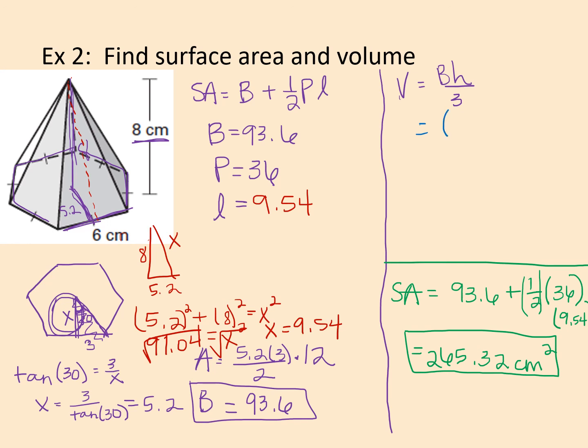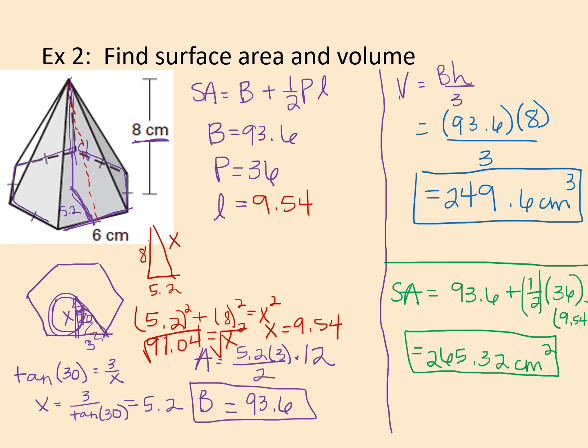The last thing then is our volume, and it looks like we have everything for our volume. Big B we already found to be 93.6. The height from the tip of our pyramid to the center of our base is the 8 centimeters that was given to us, and it's all divided by 3. Using parentheses, type those in, and you should get back 249.6 centimeters cubed. I know I talked a little fast through both of these as I plugged them in, but if you have any questions at all, make sure you jot those down so we can get those answered when we meet this week.